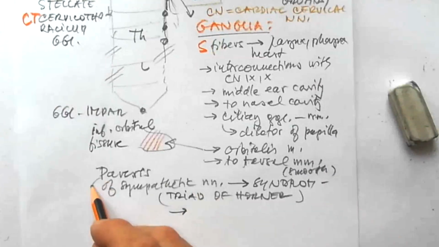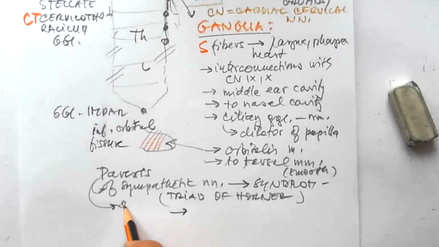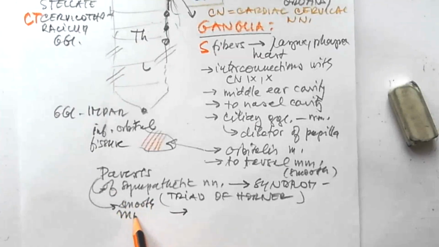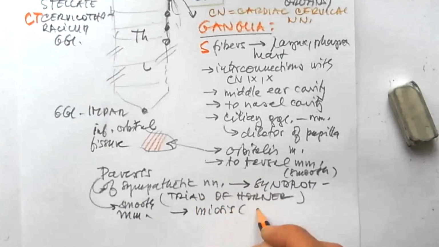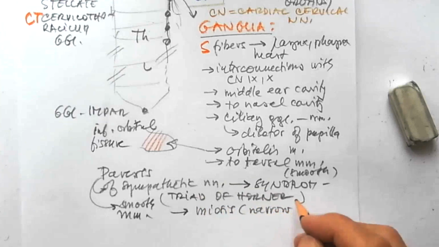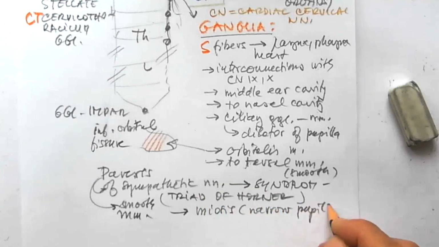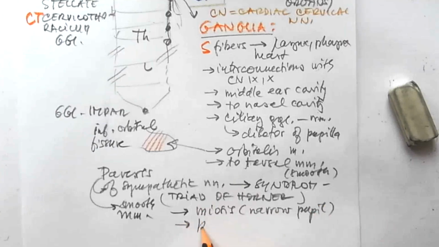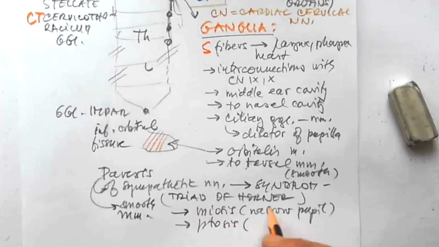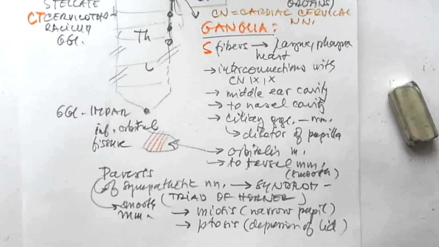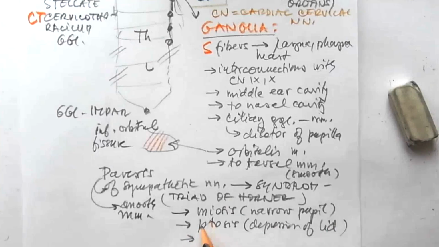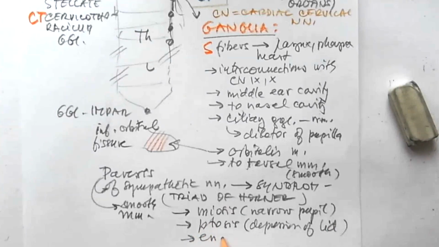and which results in what? That means paresis of sympathetic, paresis of smooth muscles, leading to miosis, narrow pupil, then ptosis, that means drooping or depression of the lid, of the upper lid, and finally enophthalmos.